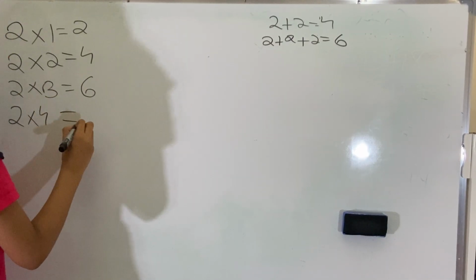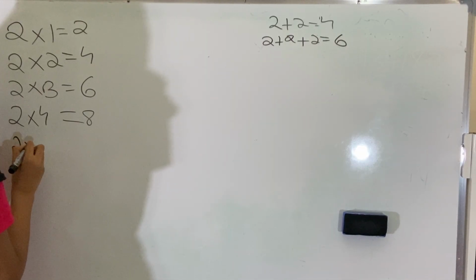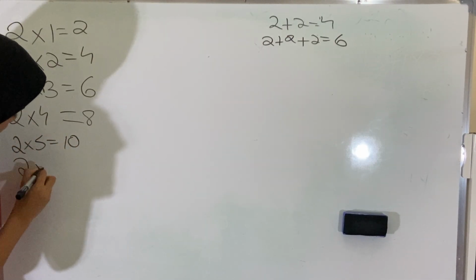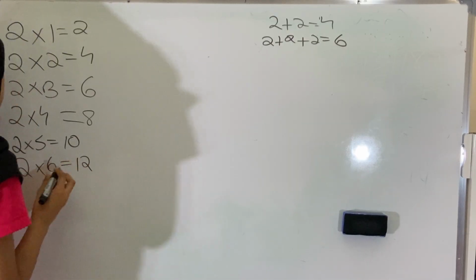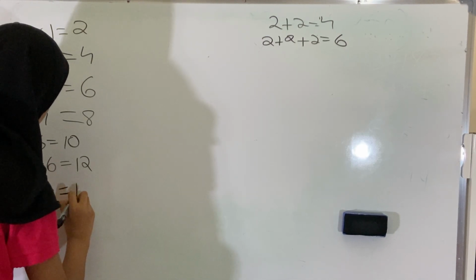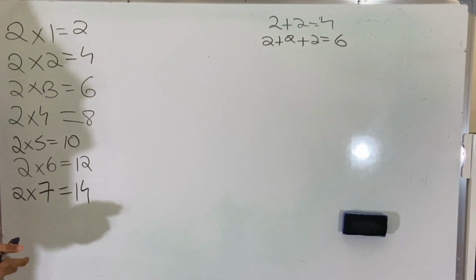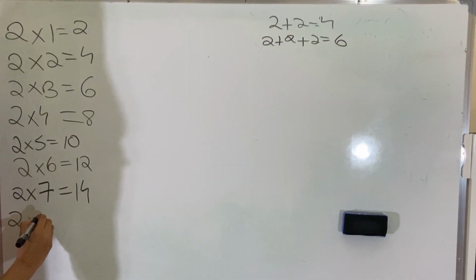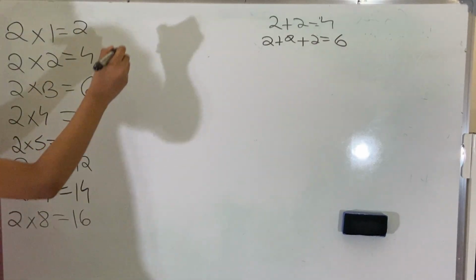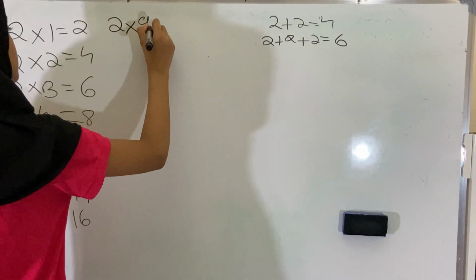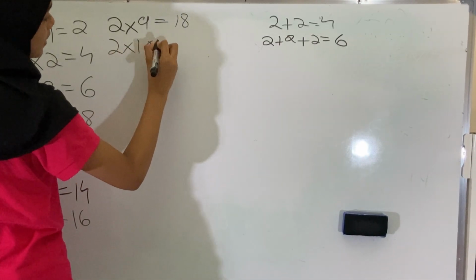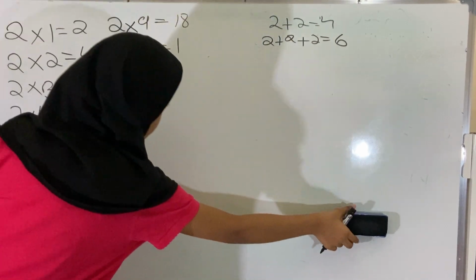2 into 4 is 8. 2 into 5 is 10. 2 into 6 is 12. 2 into 7 is 14. 2 into 8 is 16. 2 into 9 is 18. 2 into 10 is 20.